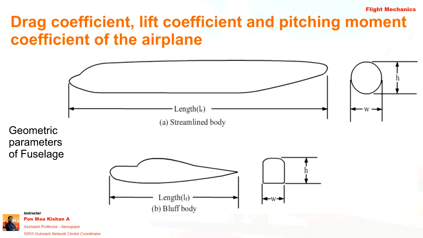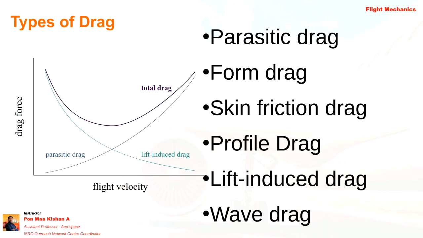So fuselage parameters will be measured with respect to the length from nose to tail, the width of the fuselage, and the height of the fuselage. Okay. So this is a streamlined body and this is a bluff body. I hope you understand streamline and bluff body, right? The same will follow for width and height. Okay. So those are the parameters which we need.